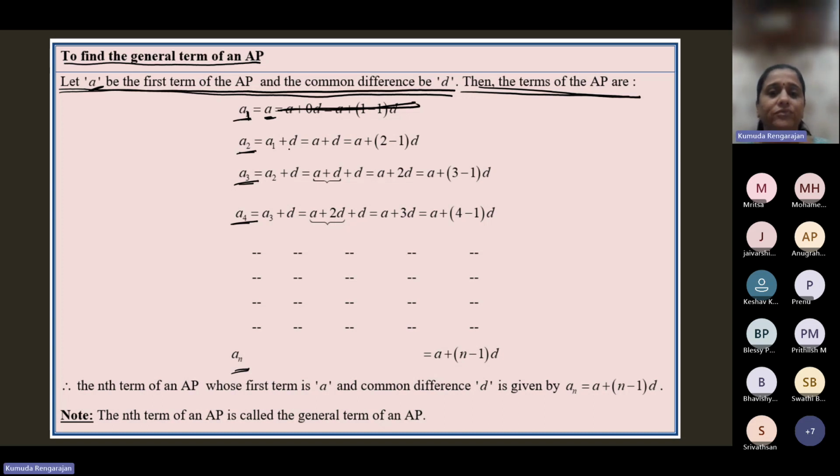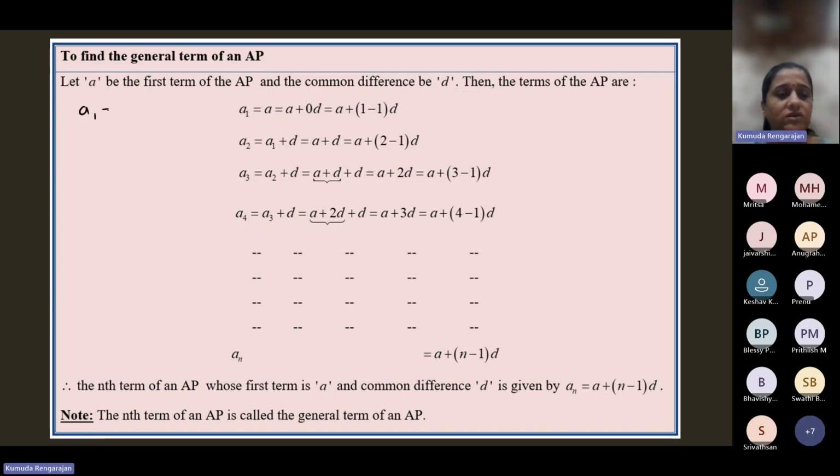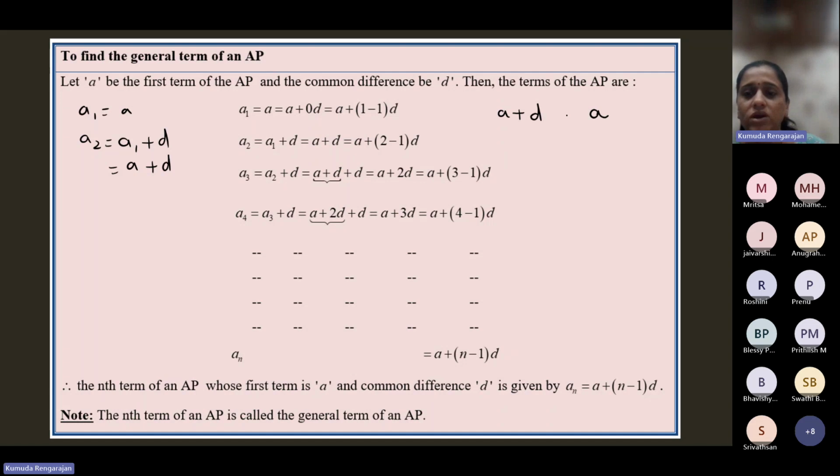Now how do you get the second term? The second term A2 is the previous term, the first term A, plus the common difference. What is the first term? It's A, so A plus D. Now look at this. A plus D is the second term, and A is the first term. What is the difference? D. D is the common difference.